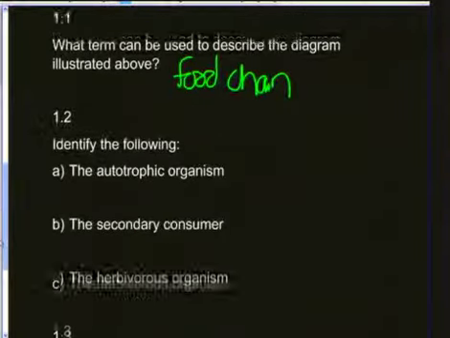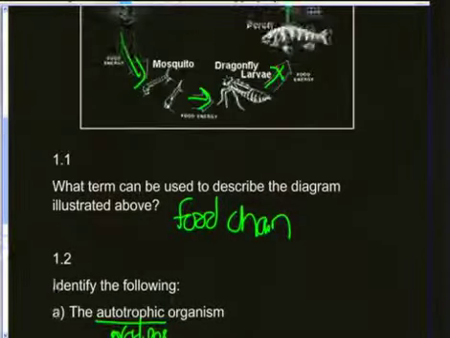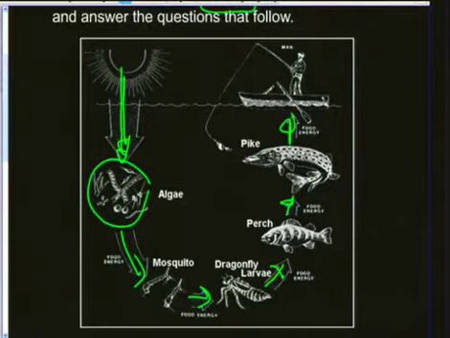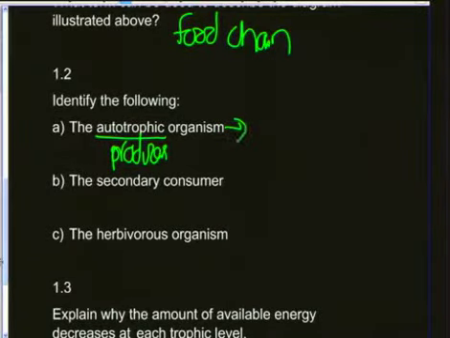Question number 2, identify the following. 1, autotrophic, that is a producer. So you go to your diagram and you look at the one organism that is able to use the sun's energy. The sun, there we go. What is this over here? This is algae. Algae are then my autotrophs because they are going to make the food.